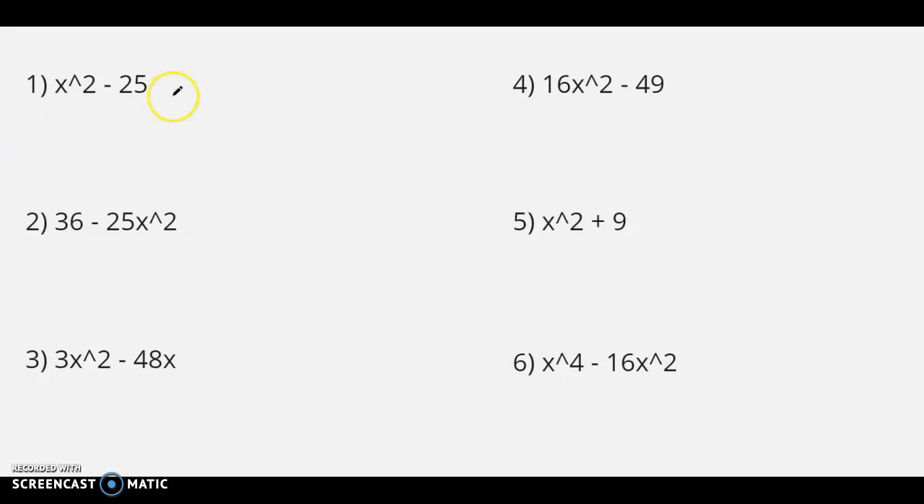Hello everybody, today we're going to be talking about factoring the difference of squares.